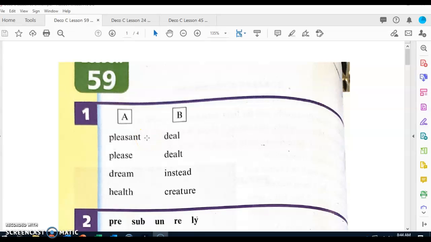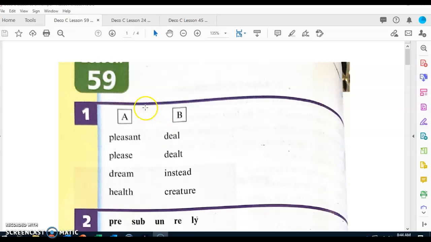First word. What word? Pleasant. Next word. What word? Please. Next word. What word? Dream. Next word. What word? Health.